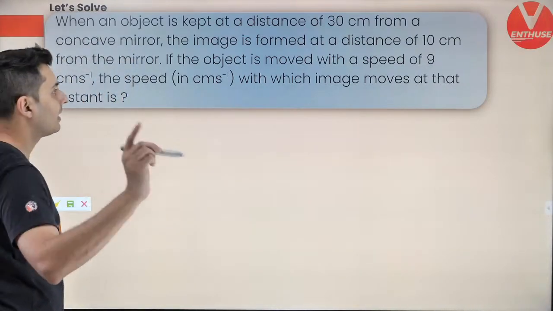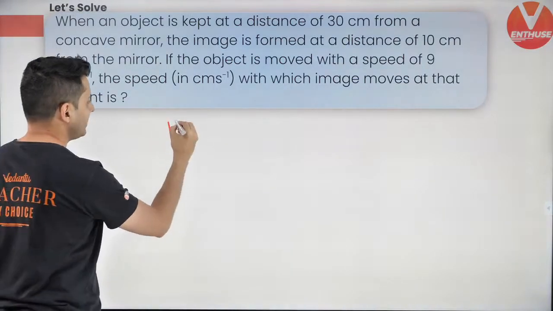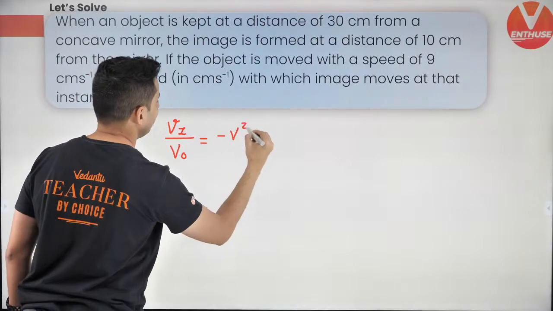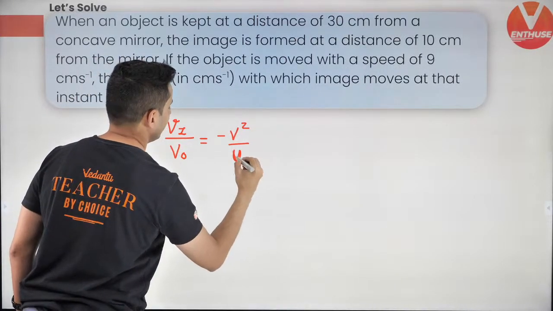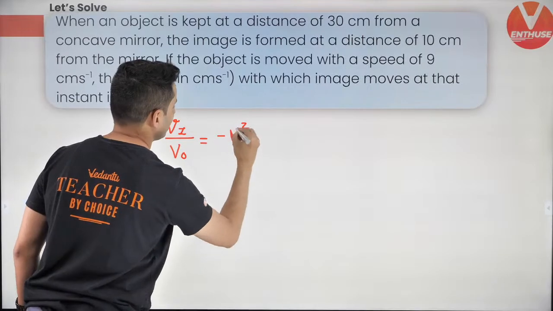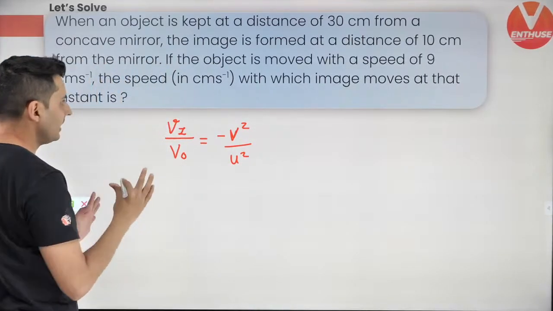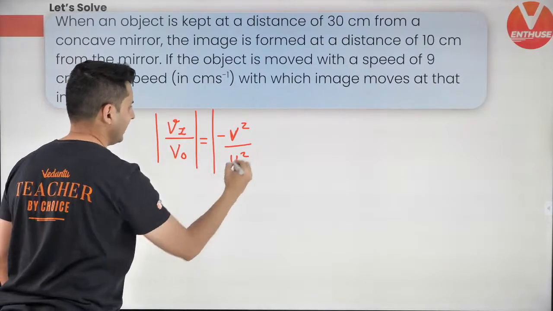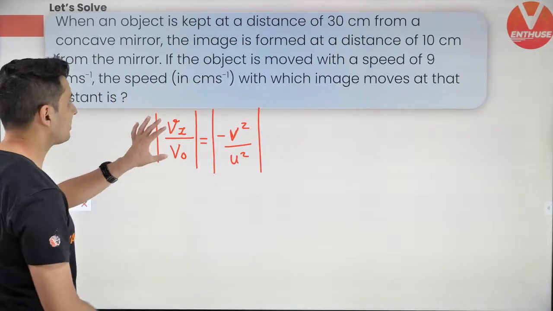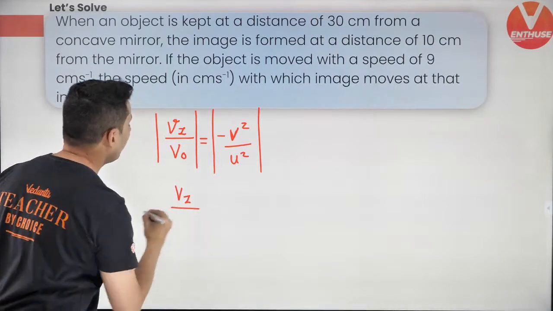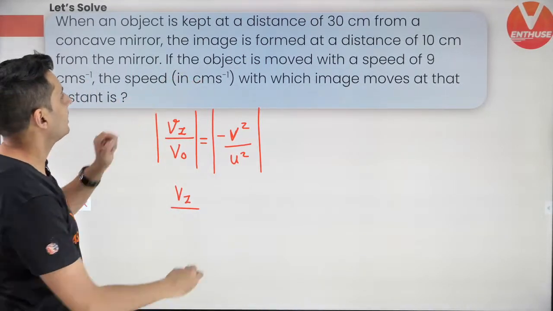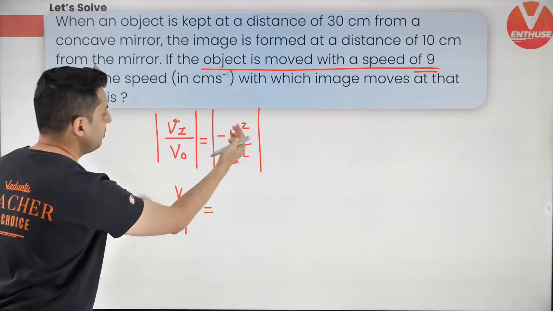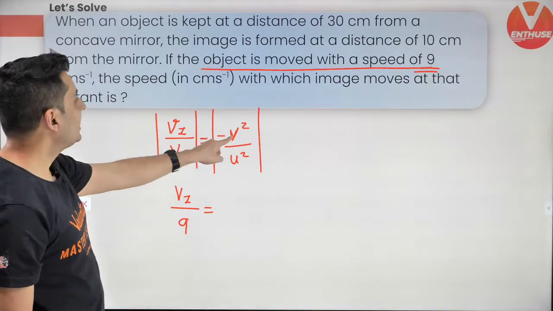So here is the way to do this. Remember, I just told you image velocity upon object velocity is minus v square by u square. Correct? Now, if you are talking about speeds, we should forget the minus sign. So image speed, I do not know. Object speed, is it given? Yes, the object moves with a speed of 9. So 9. And modulus of this, v is image distance.